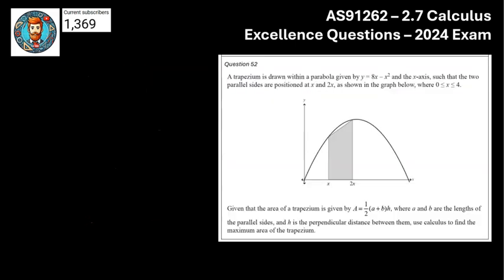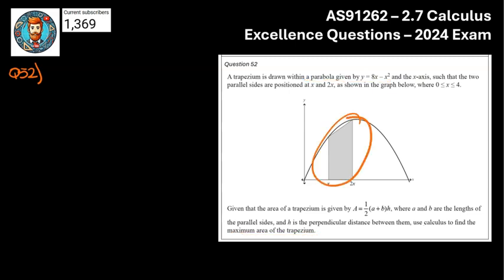So we're now on to question number 52, and I really do enjoy these kind of area under a curve type questions. I think they're quite neat. But basically, we've got a parabola of 8x minus x squared. So that's this parabola here. They've drawn a trapezium within that parabola. And you can see we've got x and 2x. So basically, whatever x is, we double it to find 2x. And we've been asked to use calculus to find the maximum area of this trapezium.